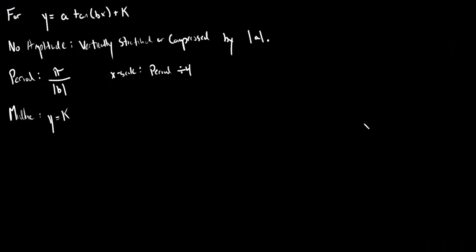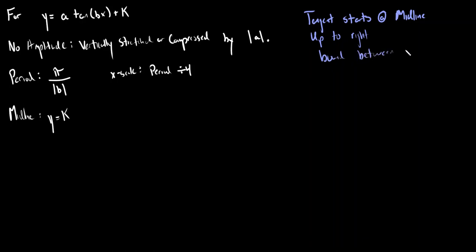But we got to remember that tangent starts at the midline, and it goes up to the right and is bound between vertical asymptotes. Okay, I'm just going to say VA.